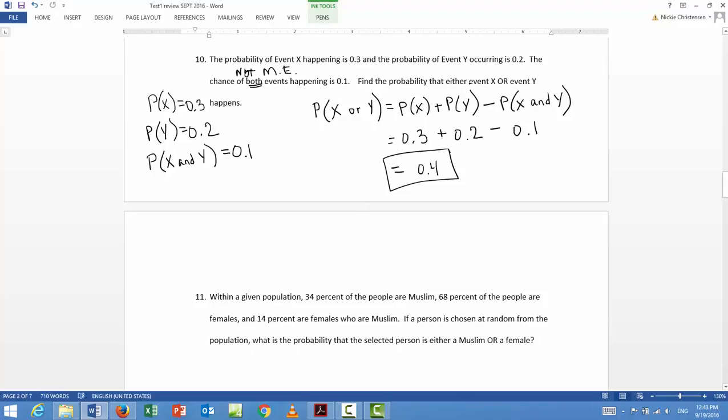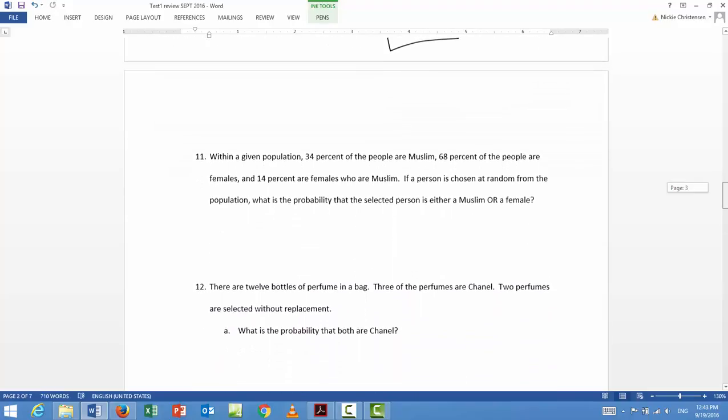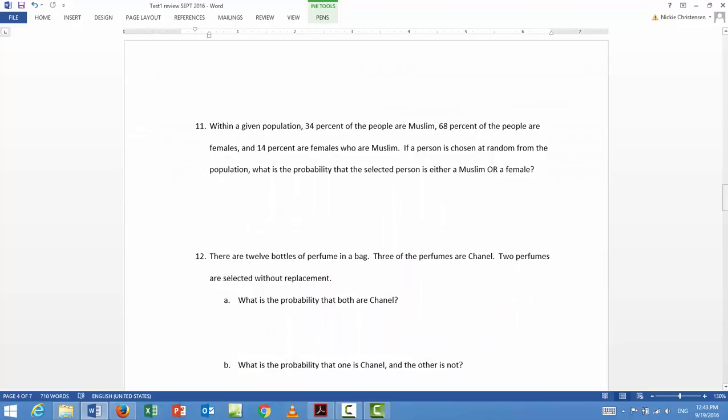Let's go on and do number 11. Number 11 is very similar to number 10. So, you know, you have to read the whole problem. Okay, a lot of you are just picking out various words, and that's going to mess you up. So let's go ahead and read the problem.